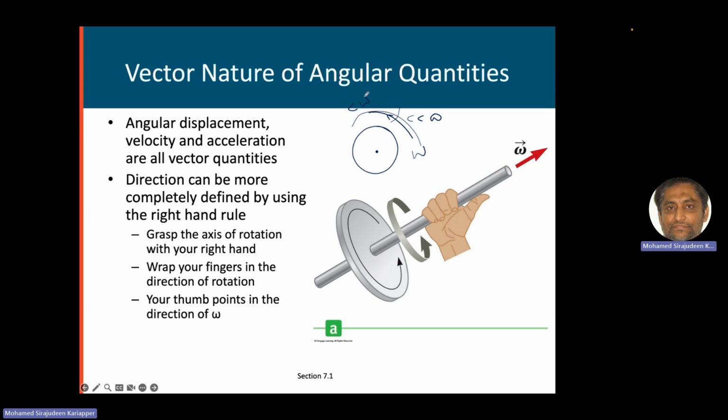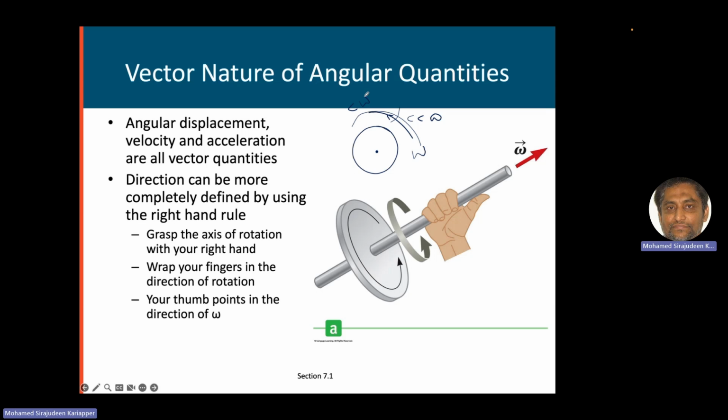What if it is rotating like this? Then if you keep your hand like that, can you curl your fingers in the same direction? No, you have to go like this. Then it will be in the other direction. So it doesn't have to be the same plane as your paper. It could be any plane. So in general, you should be able to give the direction of the omega in this manner.